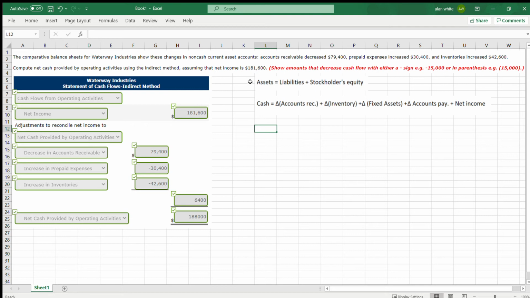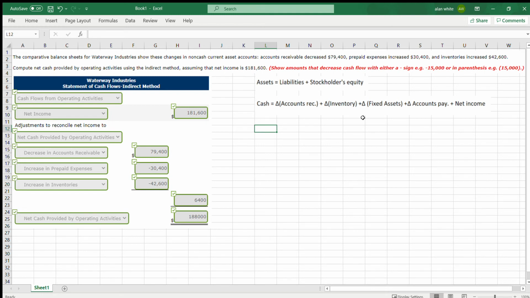You have cash, you have inventory, you have fixed assets, you might have an accumulated depreciation account in there. So there are different types of assets that you have in the assets section. So basically, in order to solve for cash, we need to algebraically move those to the other side of the equation.